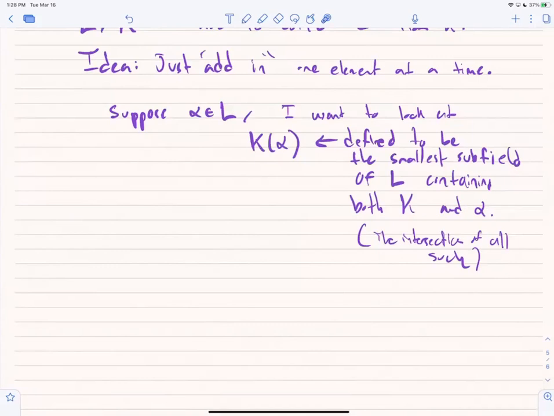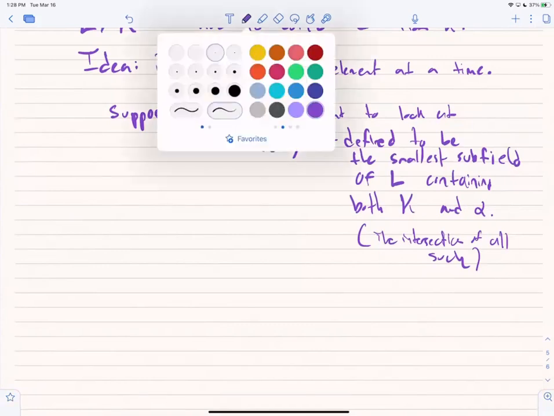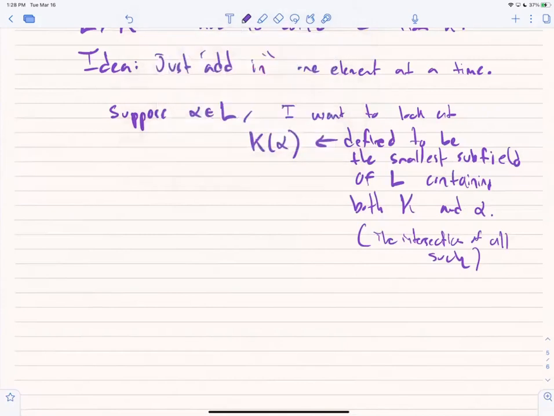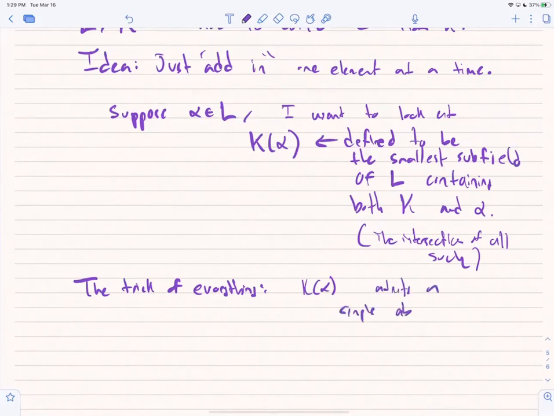Okay, so we can look at this, and what we're going to do is describe this field K(alpha). The trick of everything, and this is really the basic trick that makes everything in field theory work and leads to everything else we do, is that K(alpha) admits a simple abstract description.